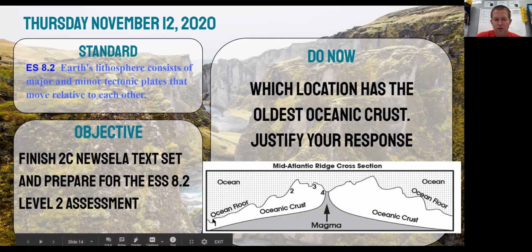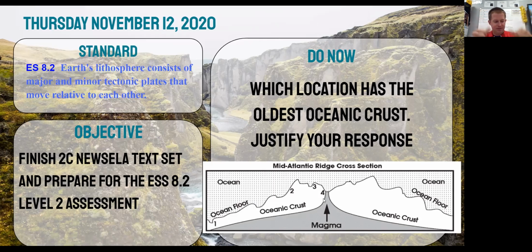Okay. Actually, the oldest crust would be found at number 1. Imagine that this was a conveyor belt and the crust is being pushed away from that middle. Right there in the middle where this orange pen is, you have these plates sitting up here. And as this magma comes up, it's pushing the plates out, pushing them around. And the convection currents underneath are moving that way. So kind of like a conveyor belt.